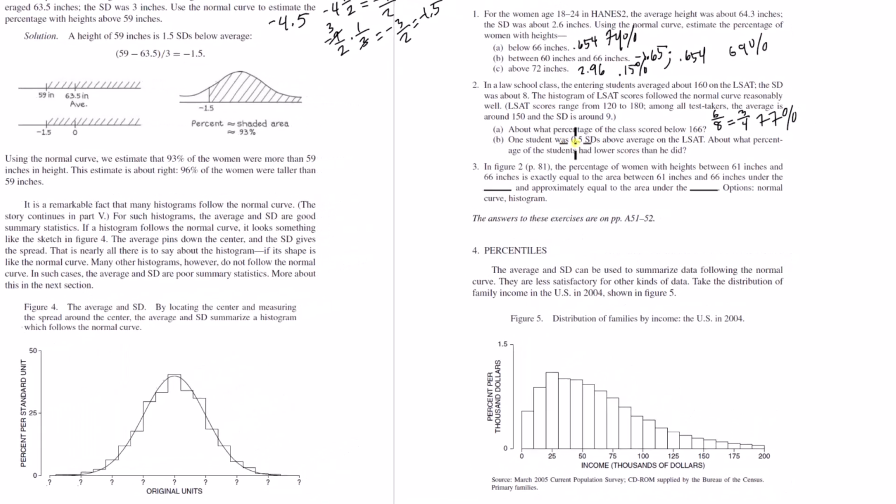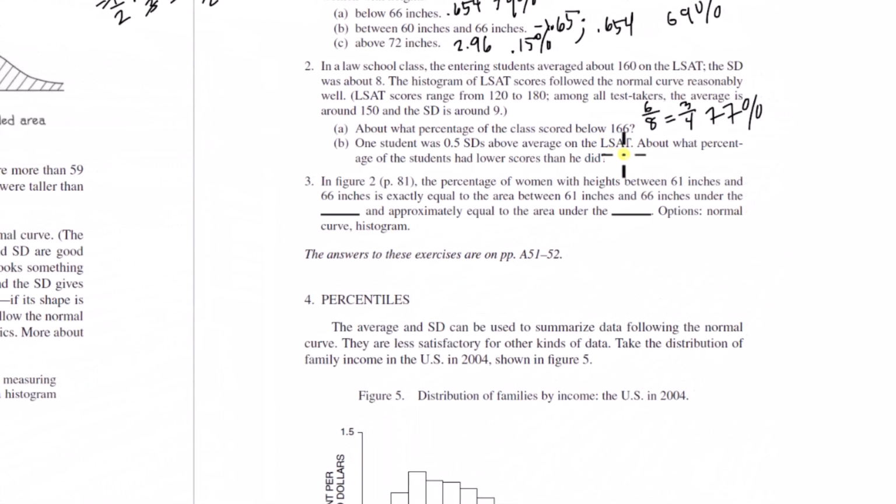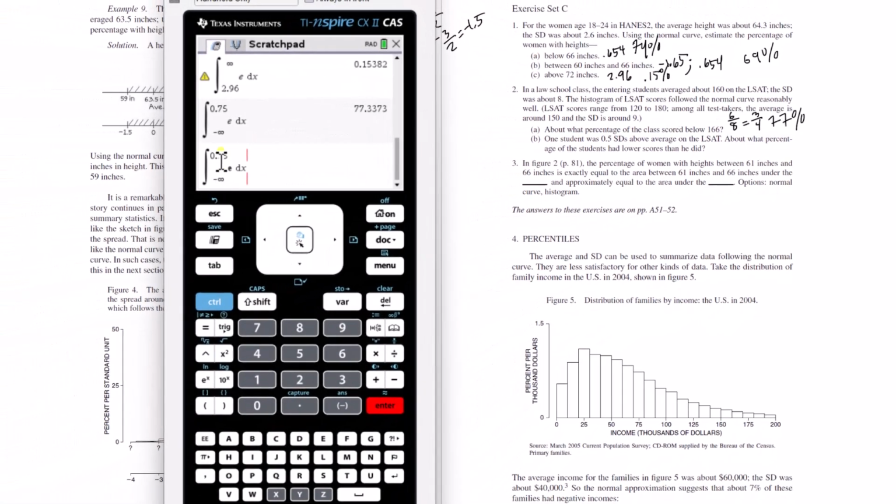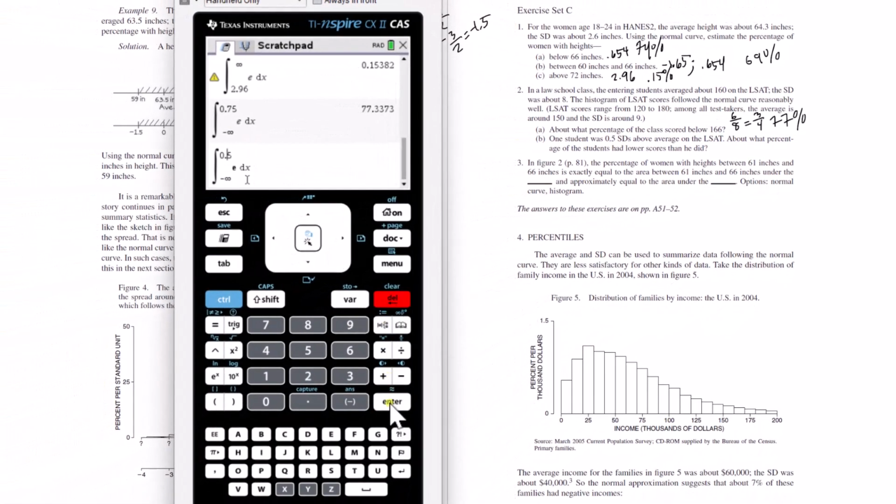One student was 0.5 standard deviations above average on the LSAT. About what percentage of the students had lower scores than he did? The area from, just do this, like that. 69%.